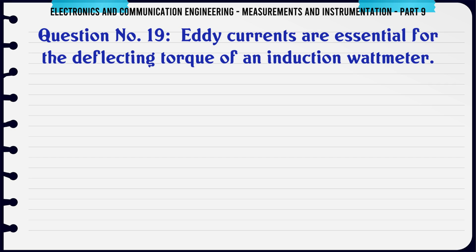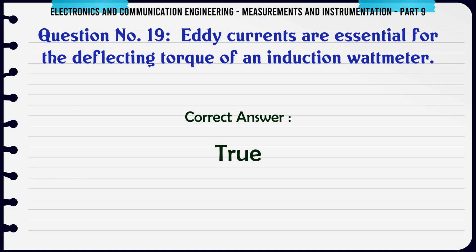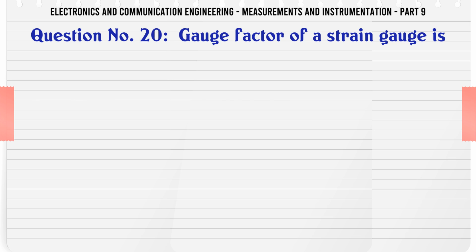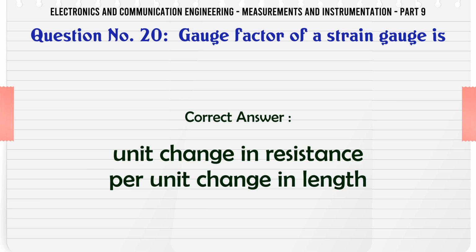Eddy currents are essential for the deflecting torque of an induction wattmeter. A, true; B, false. The correct answer is true. Gauge factor of a strain gauge is: A, unit change in resistance per unit change in length; B, change in resistance per unit change in length; C, unit change in length per unit change in resistance; D, none of the above. The correct answer is unit change in resistance per unit change in length.